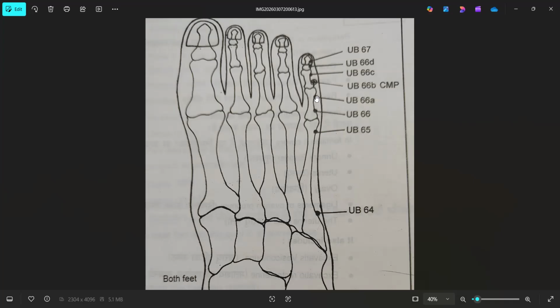Then comes UB66. Of course, this is a point of the trigone, neck of the bladder. So we will sedate on all of these, right? Yes, obviously. If there is an ulcer, we will sedate. UB66 is the neck of the bladder and vesicle sphincter. So in incontinence, we can use this UB66.